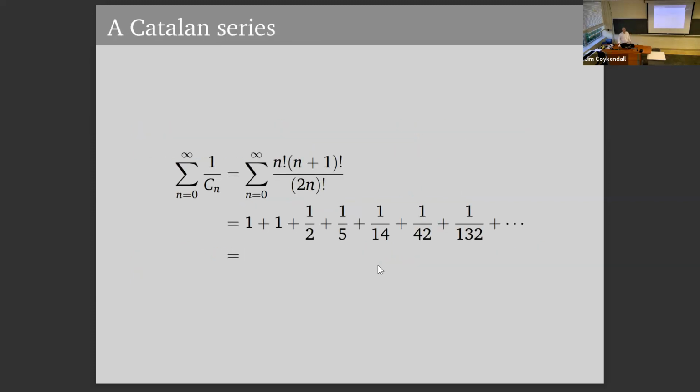All right, so I'm a combinatorialist, but maybe you're interested in other areas as well. I thought I'd include a couple things. Here's an infinite series. This we do care about what it converges to. The reciprocal Catalan numbers. So 1 plus 1 plus 1/2 plus 1/5 plus 1/14, and so on. Any guesses as to what this converges to?